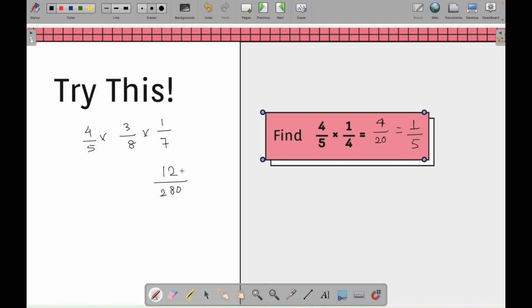Both of them have 2 as a common factor, so when we divide both of them by 2, we'll get 6 upon 140. Again, both of them have 2 as a common factor, so we'll divide both of them and get 3 upon 70. Again, this is a redundant effort that I'm putting in. In a later slide, we'll see there's a step that we can use to avoid this redundant exercise.